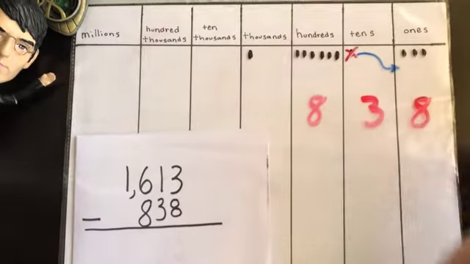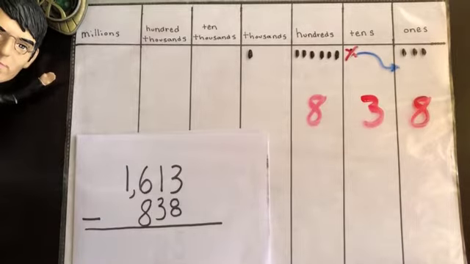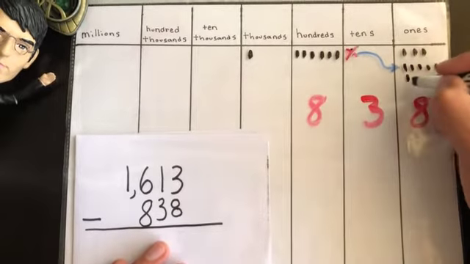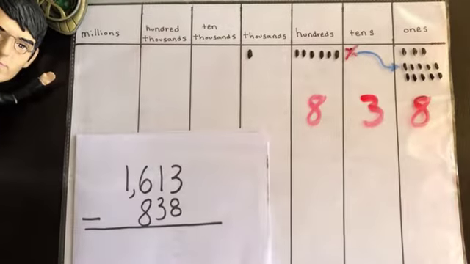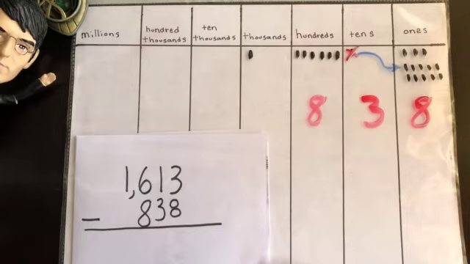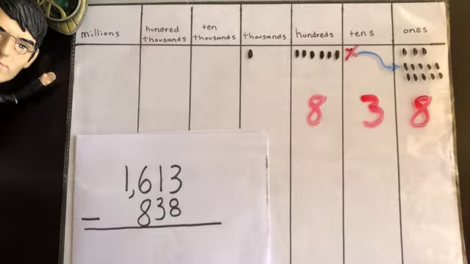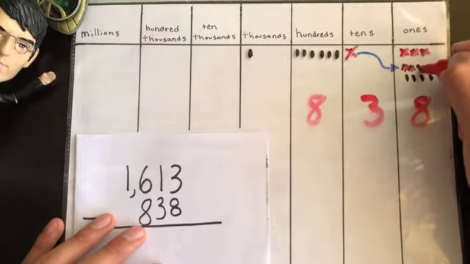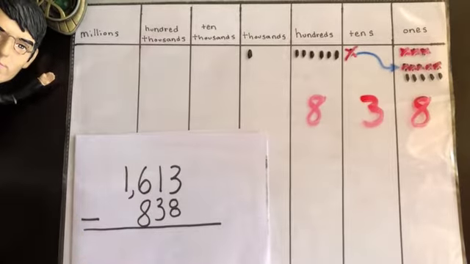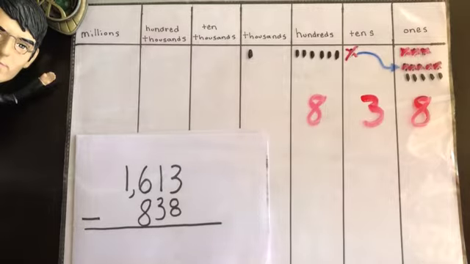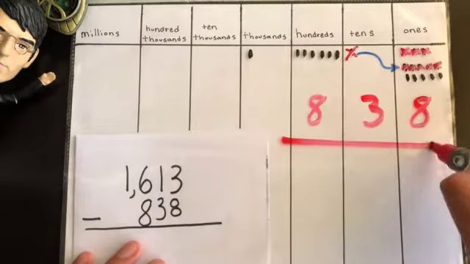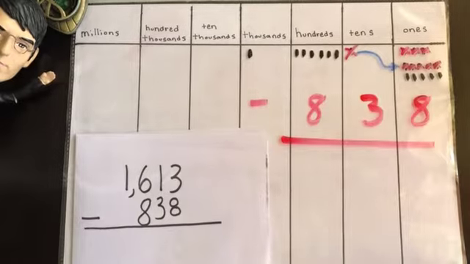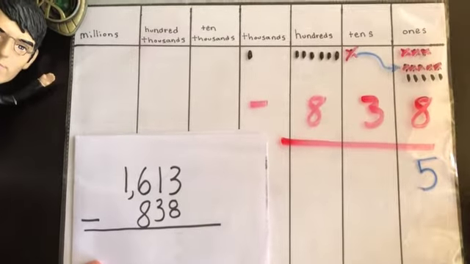I'm going to put it right here. And this turns into 10 ones. 1, 2, 3, 4, 5, 6, 7, 8, 9, 10 ones. And now do I have enough to take away 8? Yes, I do. Let's take them away. 1, 2, 3, 4, 5, 6, 7, 8. I took away 8 ones. How many do I have left over? Put a line right here because we're subtracting. 1, 2, 3, 4, 5 ones. I have 5 ones left.